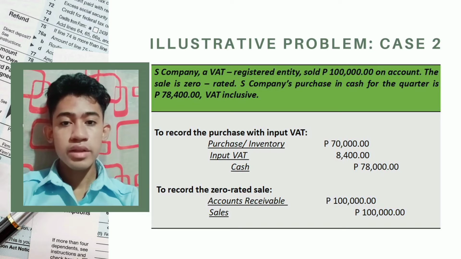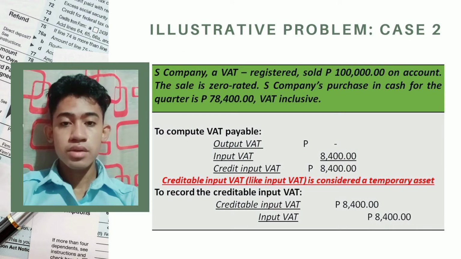Now for the zero rated sale, there will be no output VAT, but you can still claim input VAT from the related purchases. So to compute the payable, there will be no output VAT, but the input VAT from the purchases is still there, 8,400. So we will have a creditable input VAT of 8,400.